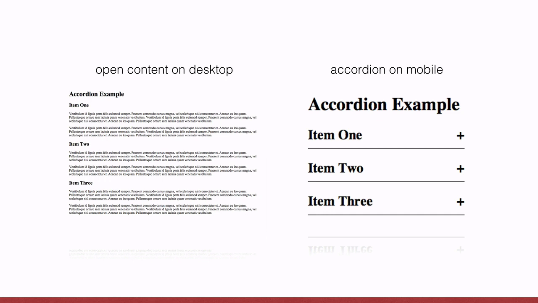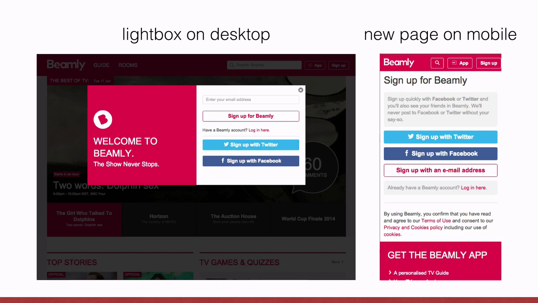Another common example would be a lightbox. A lightbox allows us to provide a great experience on desktop. We don't have to go away from the page to provide additional information. So perhaps a login screen. But on small devices, a lightbox doesn't really work. You can't really see the site behind it. It's not always obvious how you close it. And onward journeys are hidden. So what you can do instead is show a new page on mobile.